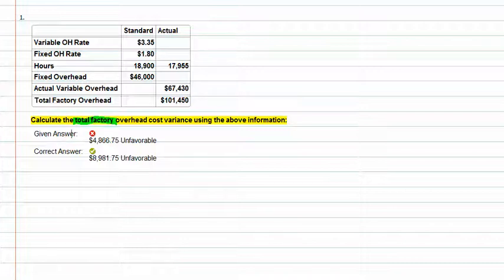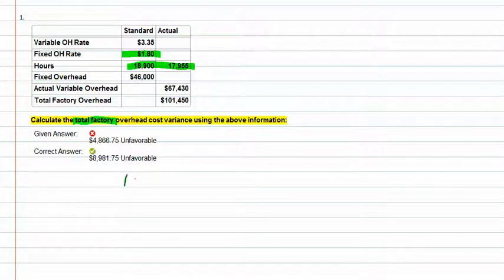So I'm going to calculate first the volume variance, which deals with the fixed factory overhead rate. The fixed factory overhead rate is given to us at $1.80, and we can also see the volume variance, which are these two numbers. So let's make our calculation.